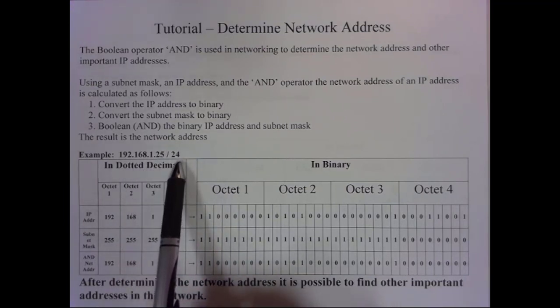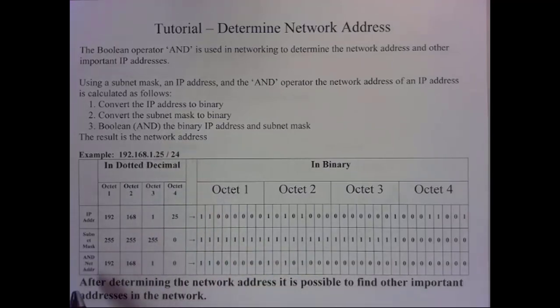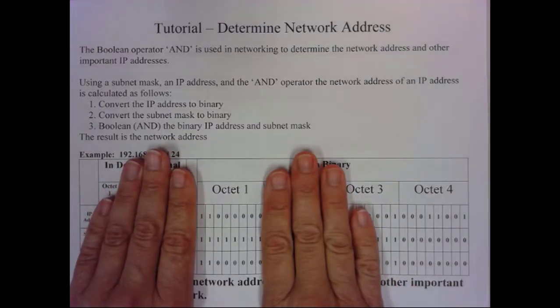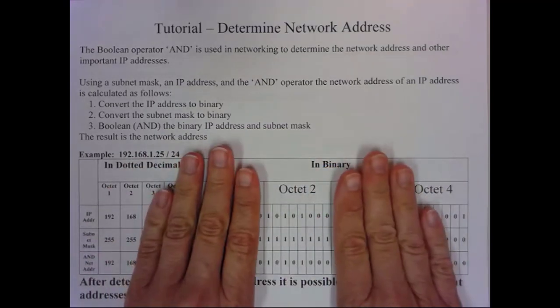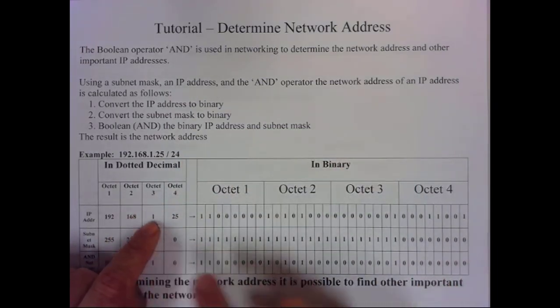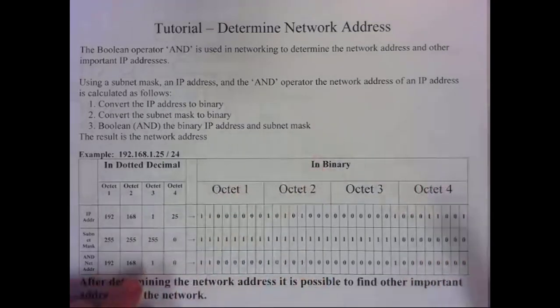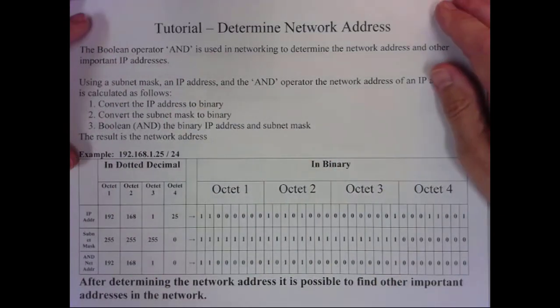So again, right here, we're going to start with 192.168.1.25, and it's a slash 24. The slash 24 is the prefix length, the way that we're representing the subnet mask. If I convert this address into its binary equivalent, the 192 in octet 1 is 11000000. Octet number 2 is the 168, and here I've got that value in binary. In octet 3, I'm going to convert the number 1 into its binary equivalent. And in octet 4, I'm going to convert 25 into its binary equivalent.